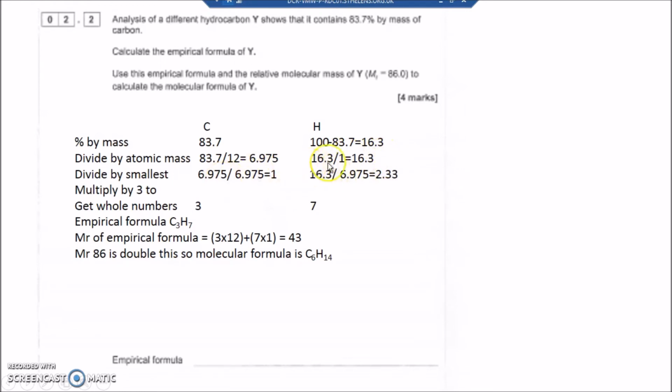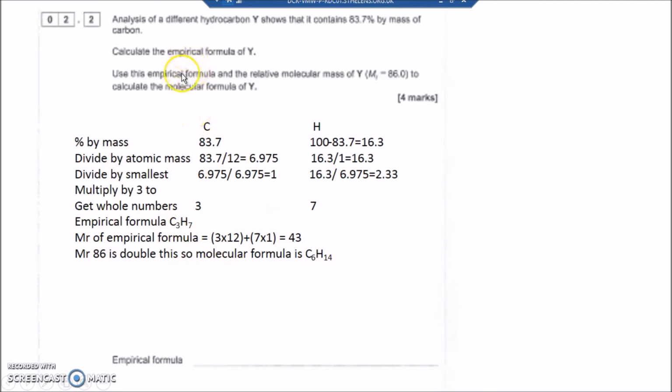Then you're going to have to spot the number that you need to multiply by to get this fraction into a whole number. 2.33, if you multiply by 3, that equals 7. And this one equals 3. So multiply both of them by 3 and it ends up as a ratio of 3 to 7. So its simplest formula, its empirical formula, is C3H7.